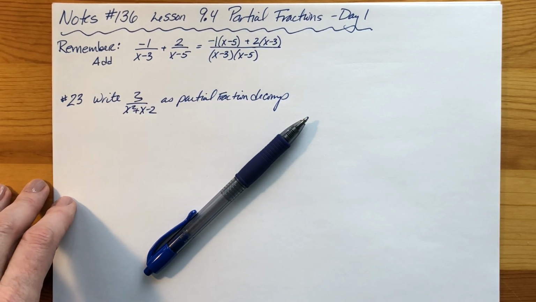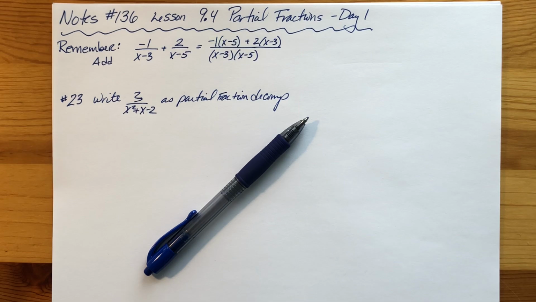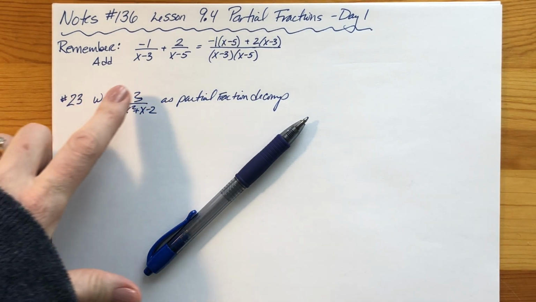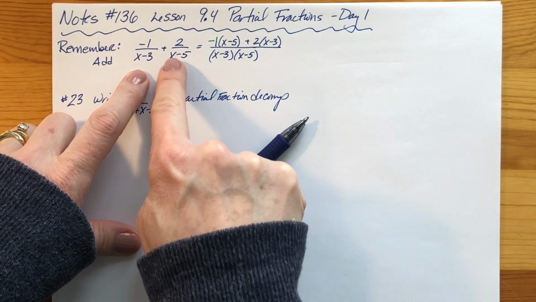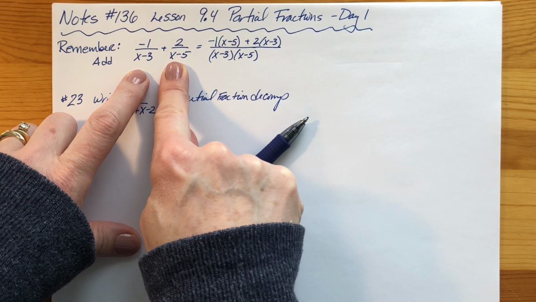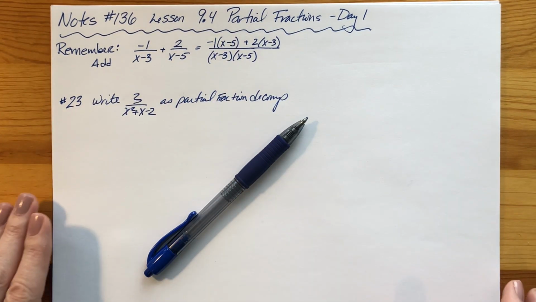This is a great lesson today. I think you're going to love it. We're going to start by kicking it old school and thinking about how we added fractions. Back in the old days, if you had -1 over x minus 3 plus 2 over x minus 5, the first thing you'd have to do is get that common denominator, right?